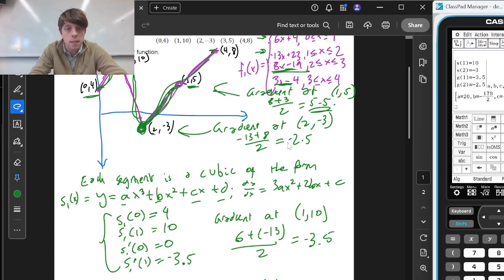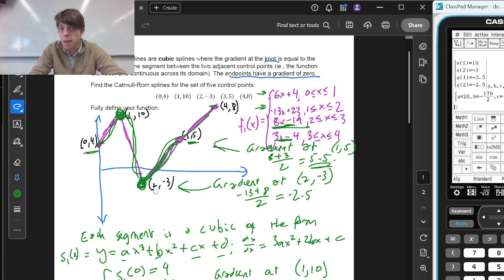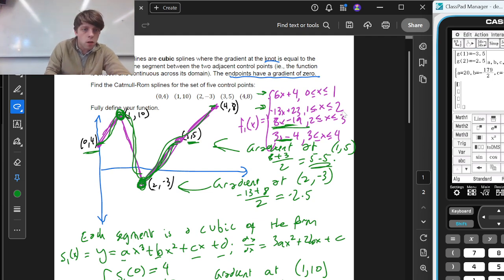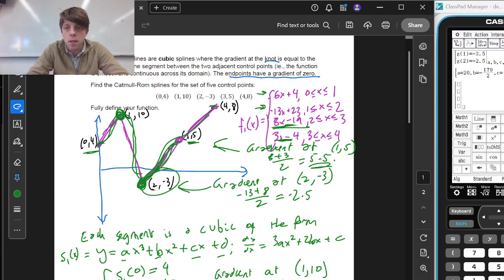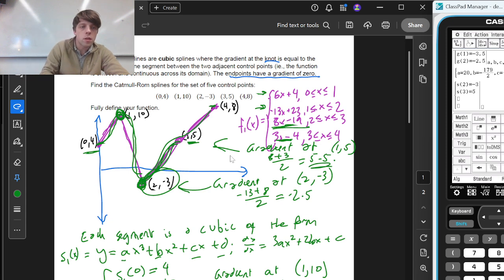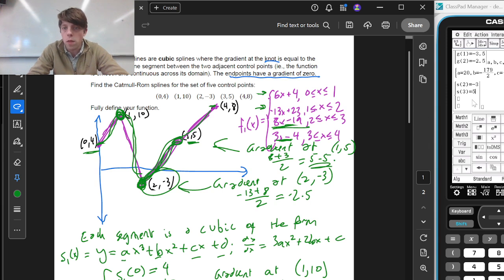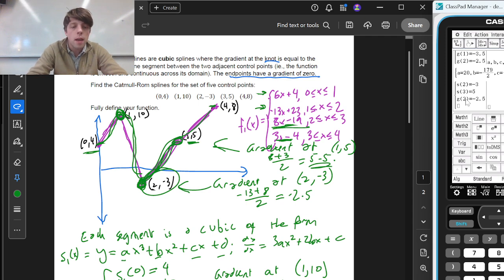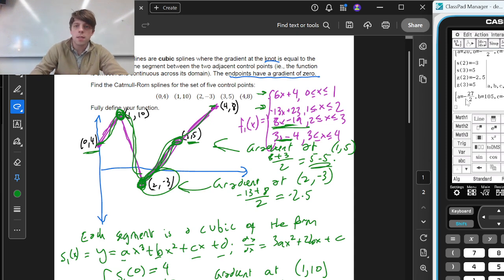So we jump back across to our CAS calculator, and we'll just type in our known values. Our system is the first point, this one over here. At that point, we need to have s of 2 equal to -3, and s of 3 equal to 5. So those are the two points that lie on the curve. Then with regards to their gradients, the gradient at 2 must be equal to -2.5, and the gradient at 3 must be equal to 5.